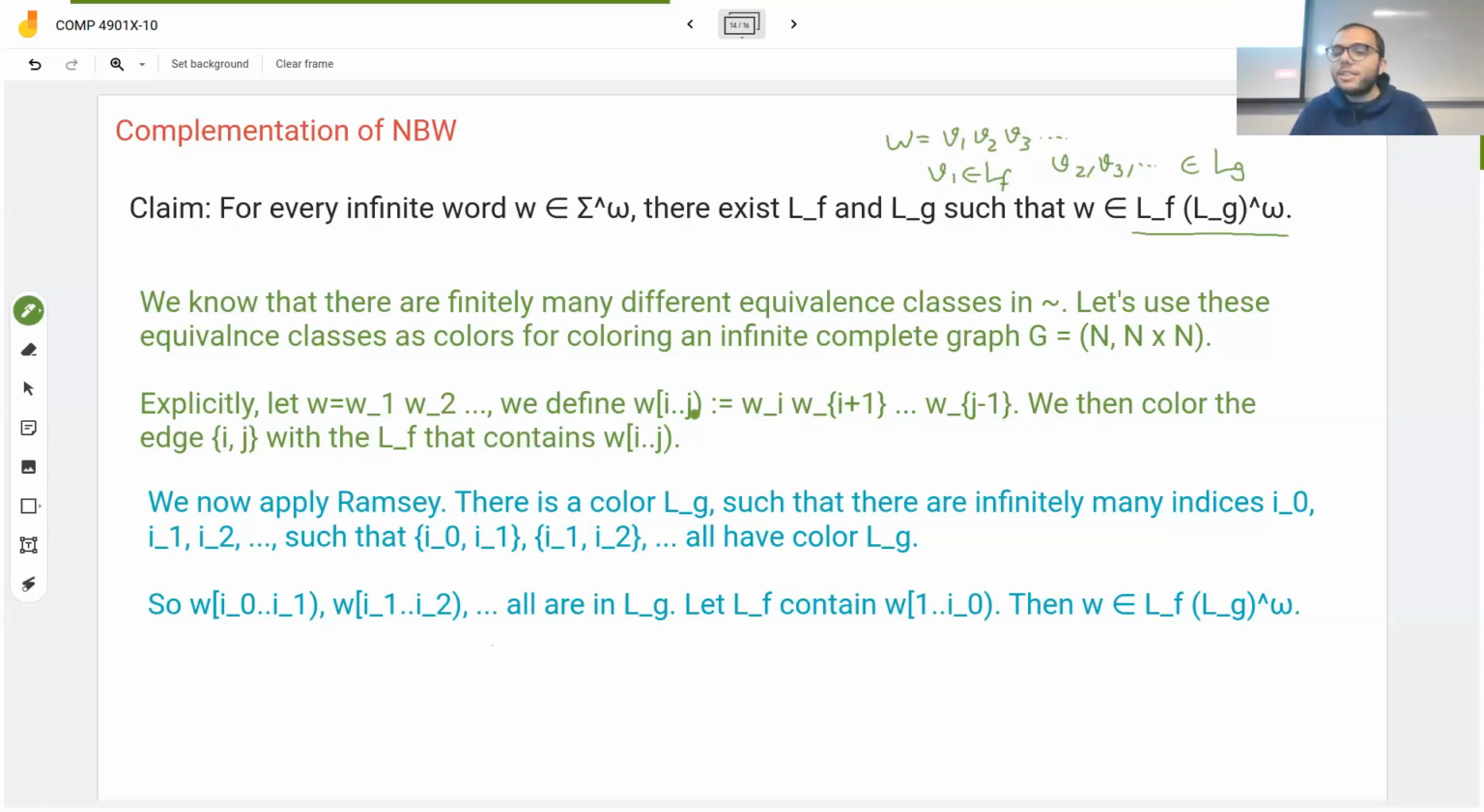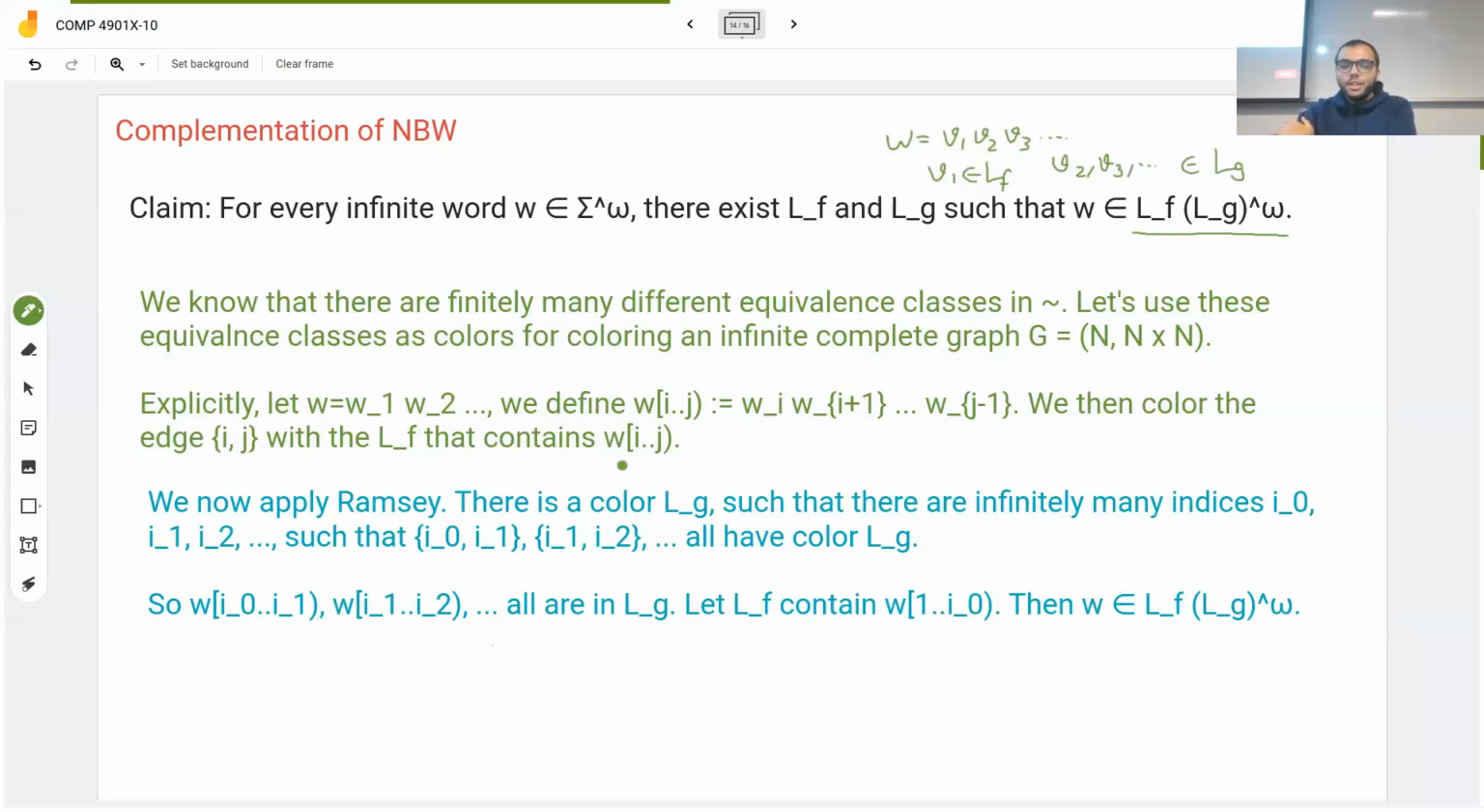Now, I create a graph, and I want an infinite graph. So I create a graph where I have one vertex for every natural number in N. And it's also a complete graph. I have an edge between every two vertices. And then when I want to color the edge between vertex i and vertex j, the color that I use is an equivalence class. And I find my equivalence class like this.